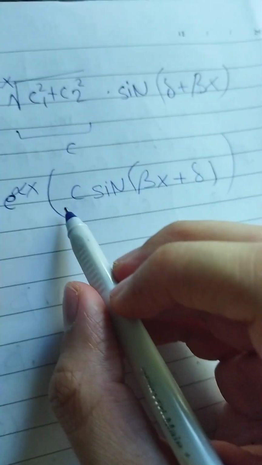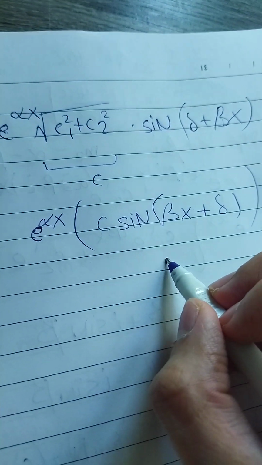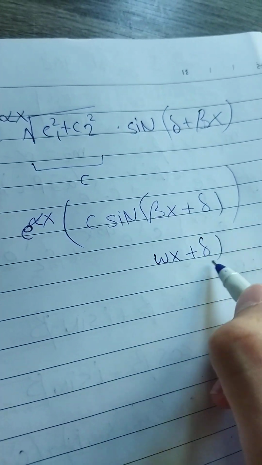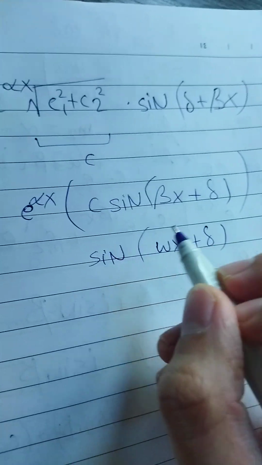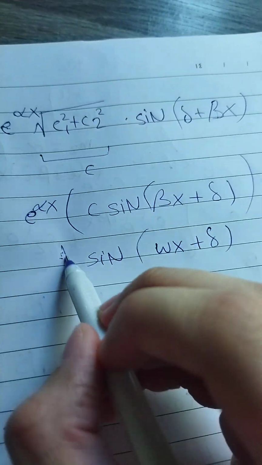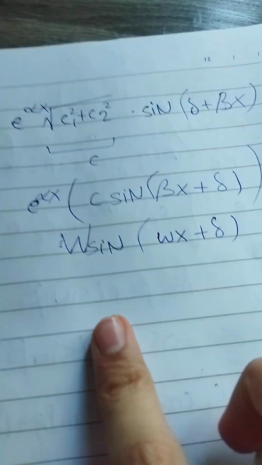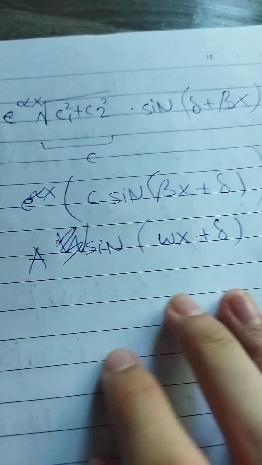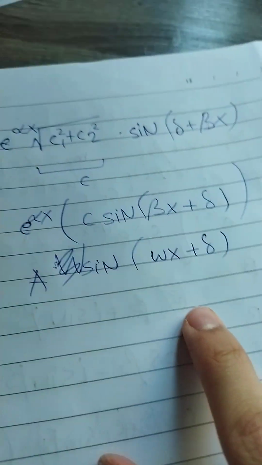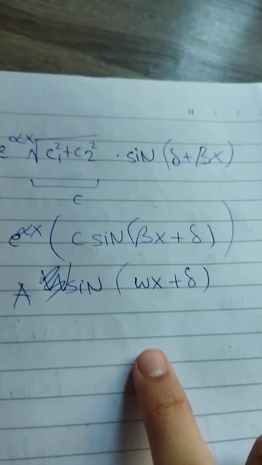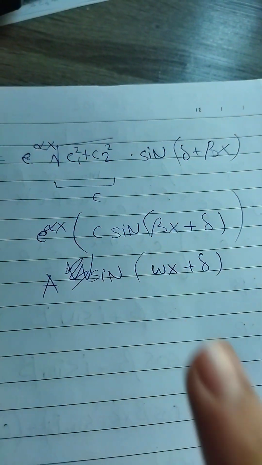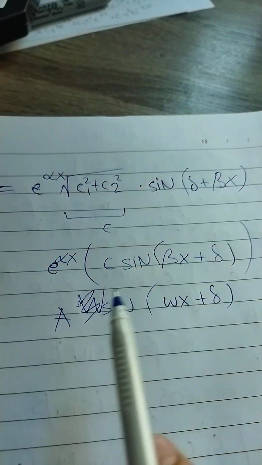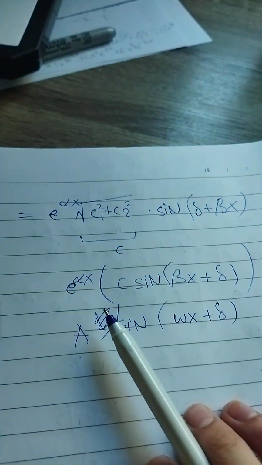Usually it's sine of omega x plus delta, with some amplitude, sorry, this one should be a, this is the amplitude. So this is very similar, and is a much more useful form for the solution in physics applications, harmonic motions and oscillators.